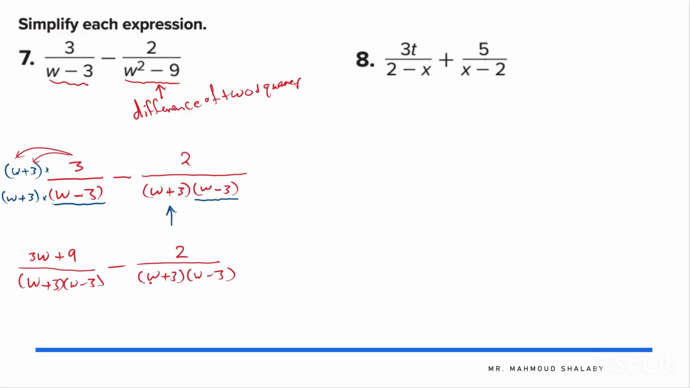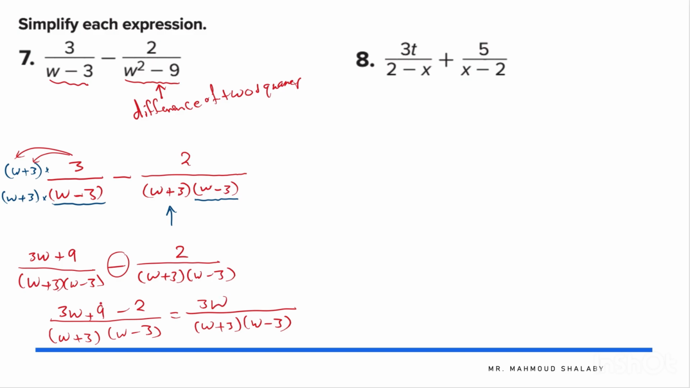Now as long as they are the same, I will write one fraction only with w plus 3, w minus 3, and I will write here 3w plus 9, don't forget minus 2, so it's a minus 2. Now I will write it again, w plus 3, w minus 3, 3w, I will write it again, but I have here plus 9 minus 2 is a positive 7, and this will be your final result. So 3w plus 7 over w plus 3.